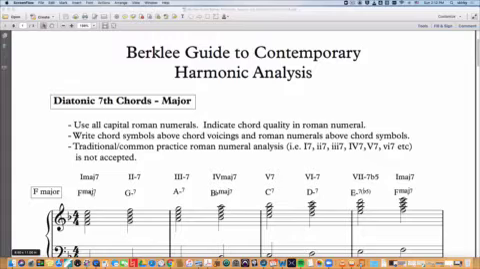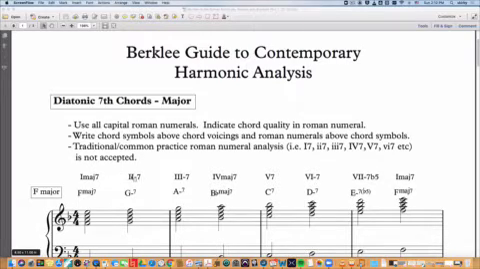The way we communicate the information about the chord is that the Roman numeral tells you the interval that the chord exists above the tonic of the key. So this is the root, the tonic of the key. This 2 means it's a major second above the tonic.